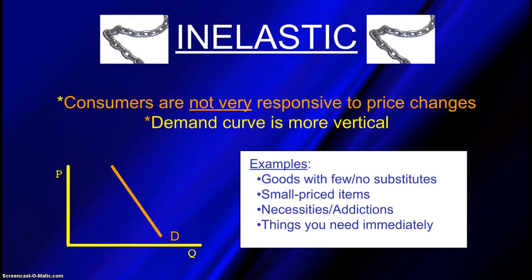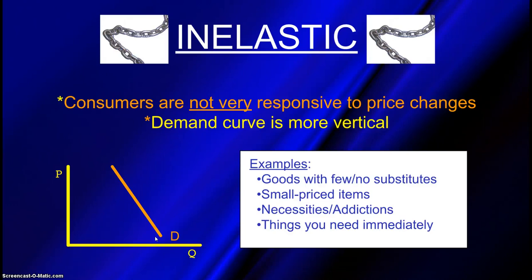goods. So it's where consumers are not very responsive to price changes, and you're going to see a demand curve that is more vertical. So you see the slope is a lot steeper, where if prices change along the price axis there, you're going to see not too much difference in the quantity that they demand. So we say, as you see on the slide here, that consumers are not very responsive, meaning they don't change their habits a whole lot when price changes. They might change them a little bit, but not a lot.